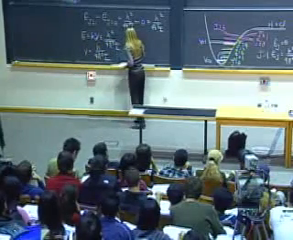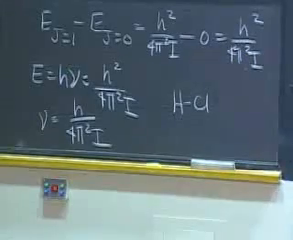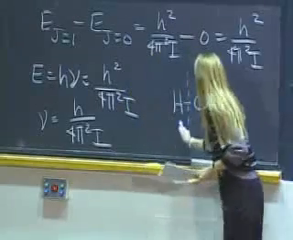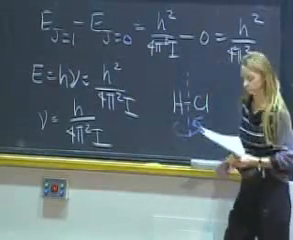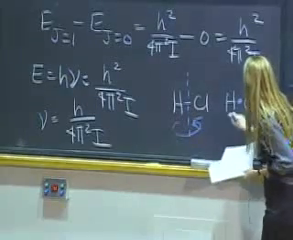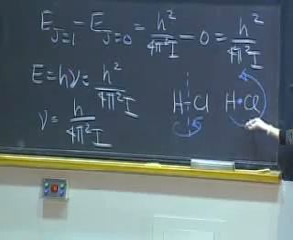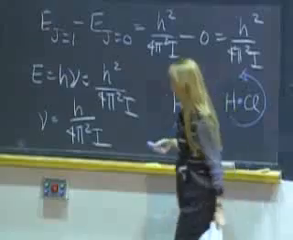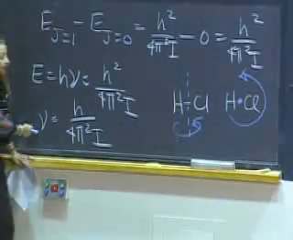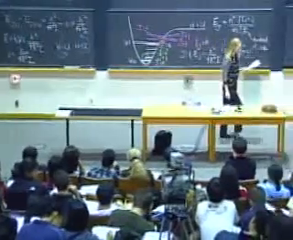Now, in the case of HCl, we said that HCl has 2 rotational modes. It has a rotation around this axis, and it also has a rotation around this axis in the plane of the board. These 2 rotations are degenerate. So if you put in a photon with this frequency, it will excite either this rotation or that rotation. Either rotation.